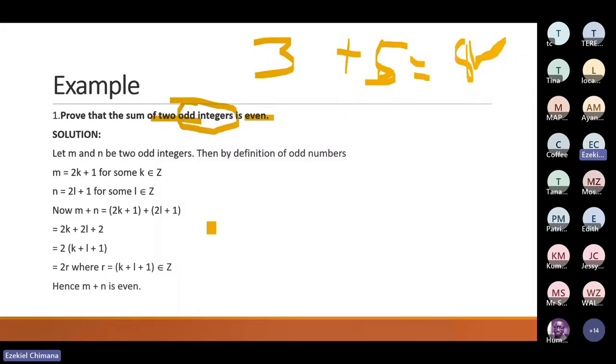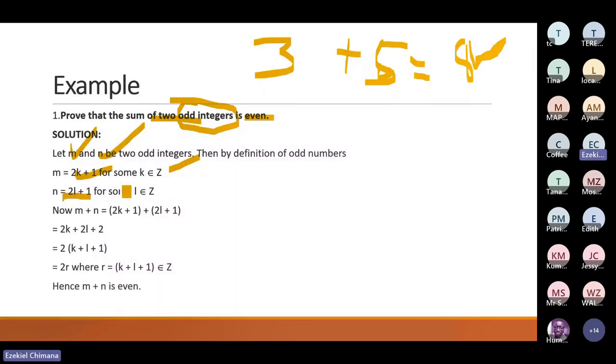So how can you show this? You need to pick your two odd integers, and after picking two odd integers, you add them. So let's say we've got these two odd integers as m and n. By definition of odd numbers, m will always be in the form 2k plus 1, for some k an element of Z. And then n will be equal to 2l plus 1 for some l, an element of Z.